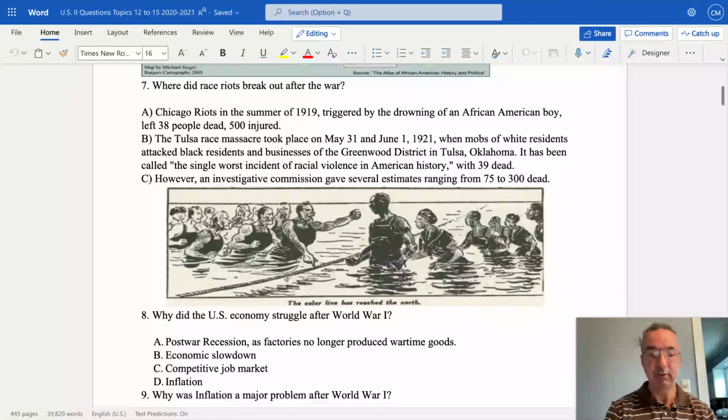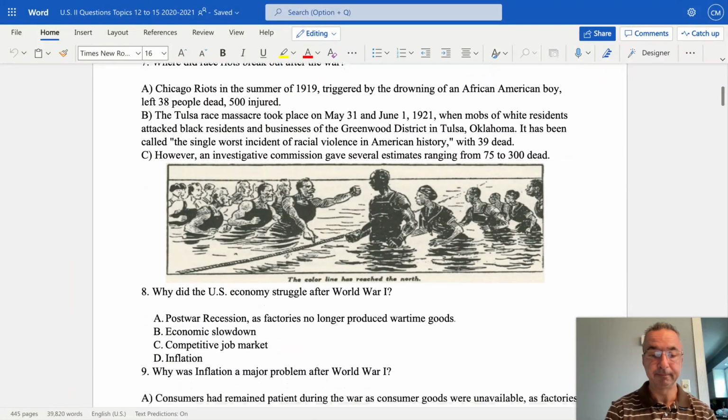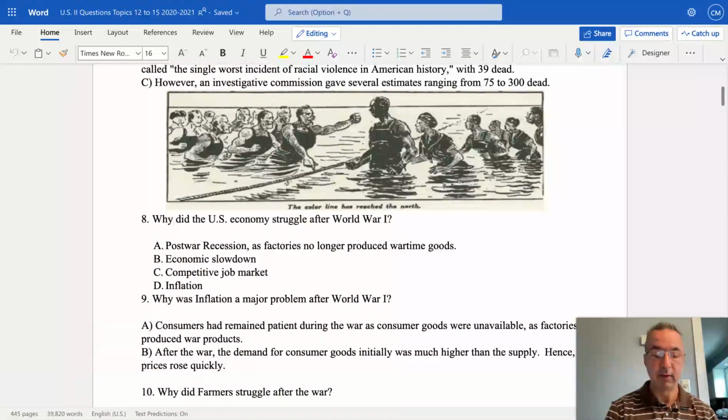When you think about inflation, as we move into question number 9, one of the reasons why inflation took hold early on is because consumers had remained very patient during the war. A lot of consumer goods were not being produced because they were producing weapons for the war. After the war was over, many Americans felt like they'd been patient enough, and demand for consumer goods was much higher than the supply, and hence prices went up quite a bit initially.